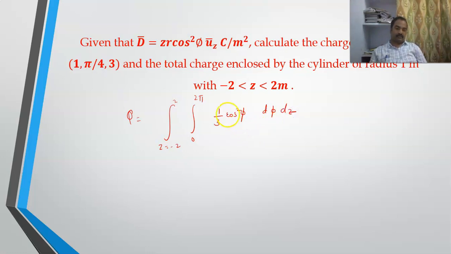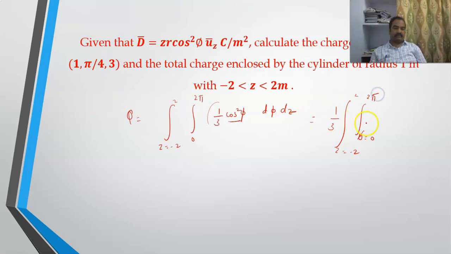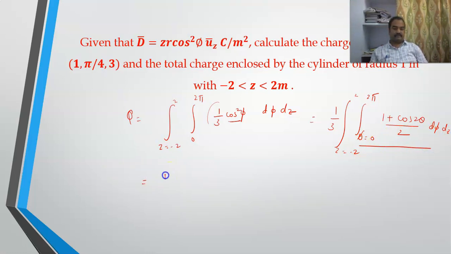Right. Cos square phi, I can't integrate directly, right? So what should I do? I should convert it. I'll keep z from minus 2 to 2 and phi from 0 to 2 pi. The 1 by 3 I have already taken out. Cos square phi will be written as (1 plus cos 2 phi) by 2, d phi dz. First of all I am doing this with respect to phi. 1 by 2 also I will take out, so it is 1 by 3 into 2, and only this is remaining, for z from minus 2 to 2, the rest of the integration.